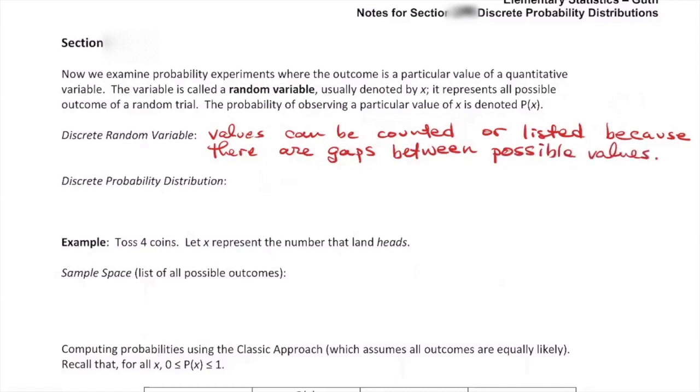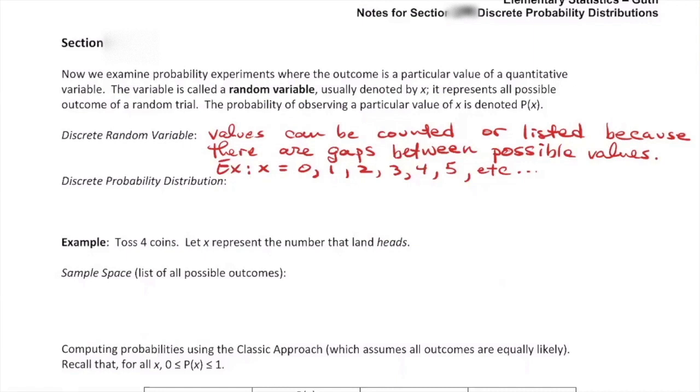For example, the X could take on values of 0, 1, 2, 3, 4, 5, etc. Each of those values has a gap between one and the next. So between 1 and 2, there's no value that is possible for this variable because it's something you're counting. If you're counting the number of people, there's not going to be 1.5 people. So those are gaps between possible values.